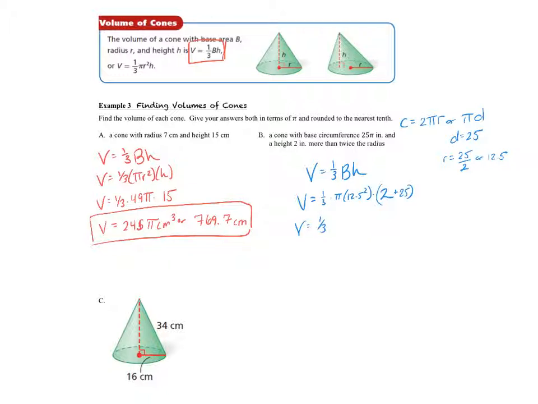So V equals 1/3 times, let's see, let's write this out better. 1/3 times pi times 12.5 squared times 27. Calculate that, you'll get 1,406.3 pi inches cubed, or V is about 4,417.9 inches cubed.